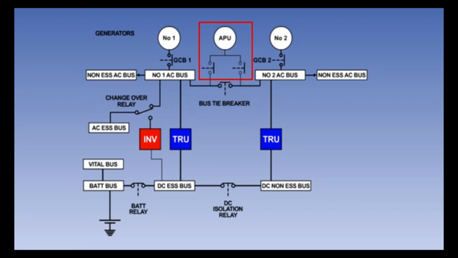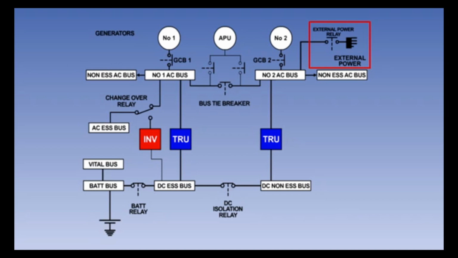The APU generator can supply either one or both main AC busbars. On the ground, it can be used to power the entire aircraft. However, in flight, it may be limited to supplying only one busbar. A suitable external AC supply can be connected to number 2 AC busbar. From here, it can be used to power all of the aircraft systems.